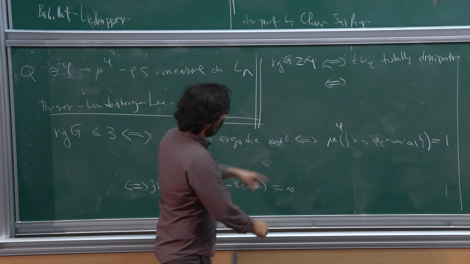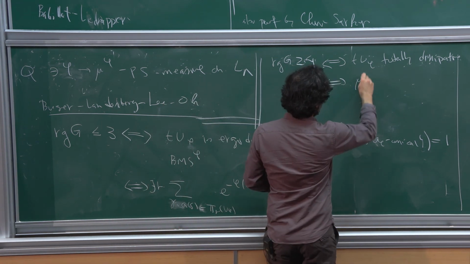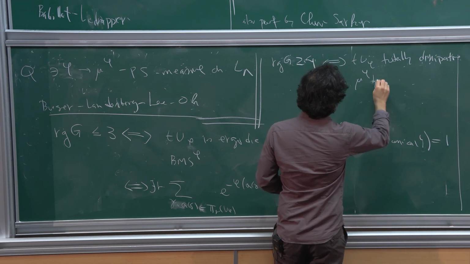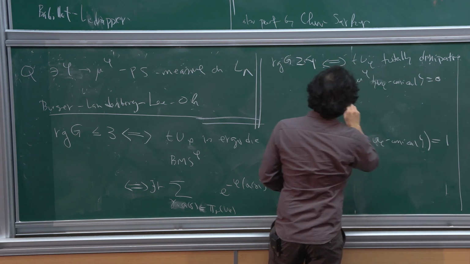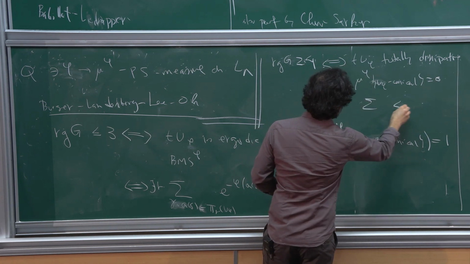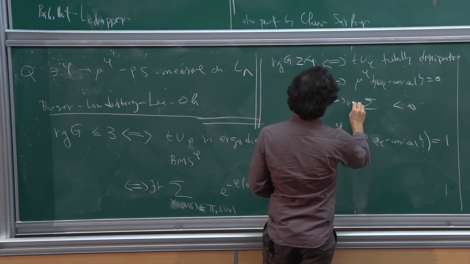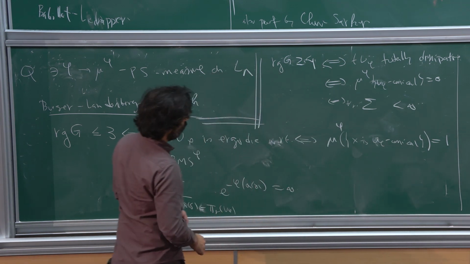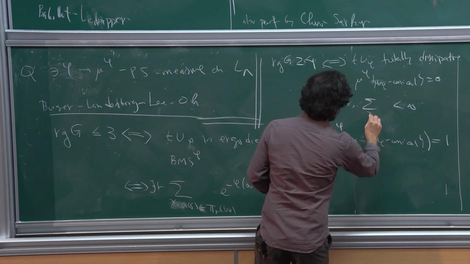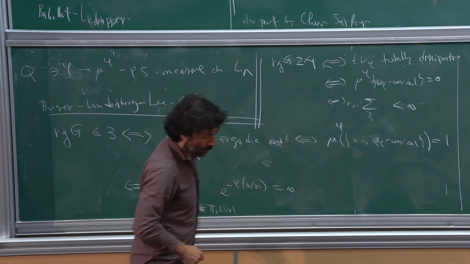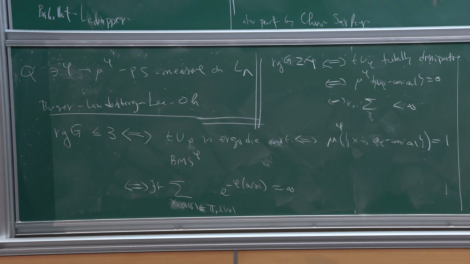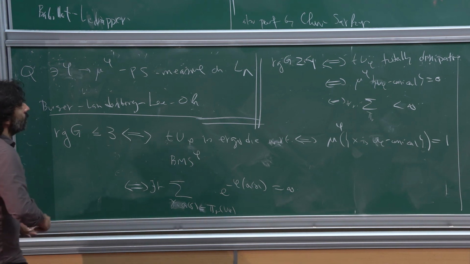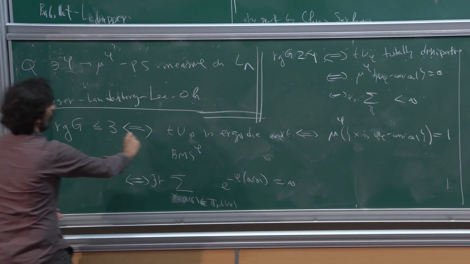And this guy has 0 measure, and the sum is convergent for R. This is under the assumption that V equals delta. Yes, sorry. So this here, maybe I put it here.